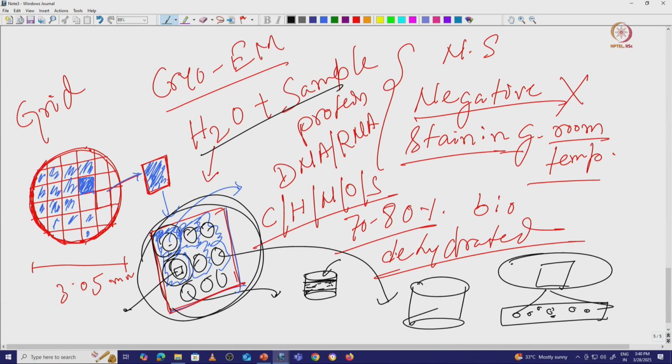So now if you just target one particular hole, you have to maintain the beam diameter in such a way that it should not expose the entire grid. That is the reason we have to control our electron dose when it goes through the sample. But at the same time we have to maintain our beam diameter. If the beam diameter is too big, it is also going to damage the entire grid and we will be unable to get any good data from that system.